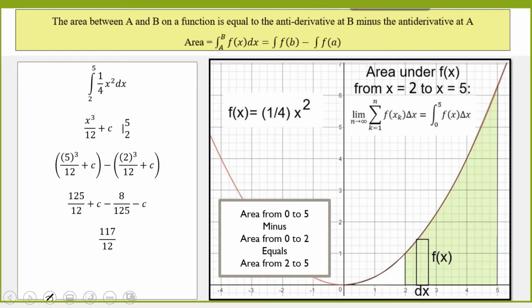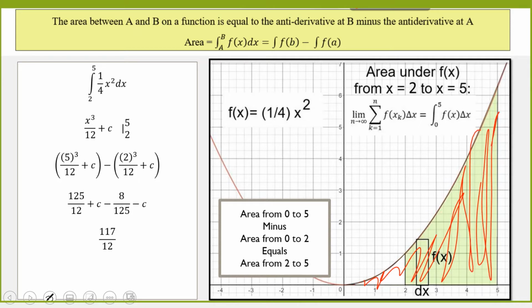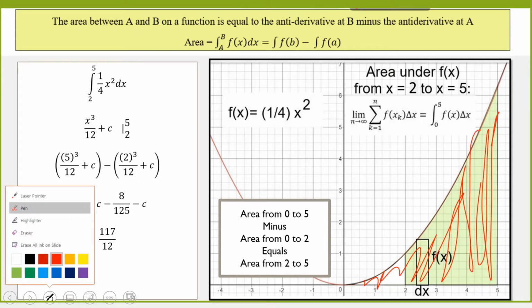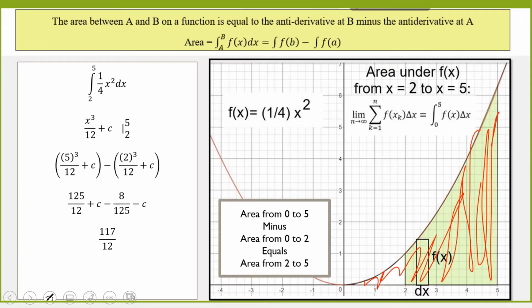If I was going from two different points, so not from 0, so let's say I want the area between x equals 2 and x equals 5, then what I could do is take all of the area here from 0 to 5, and then subtract all of this area from 0 to 2, and I would be left with the area from 2 to 5.